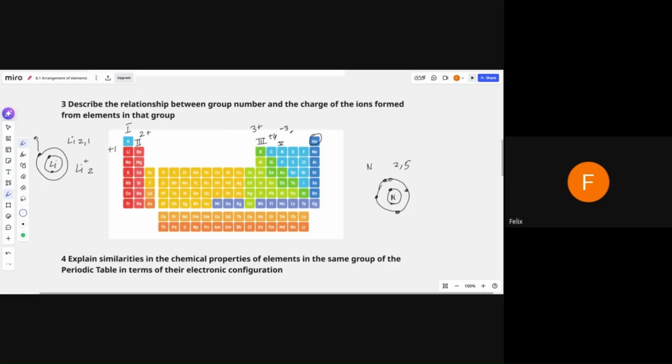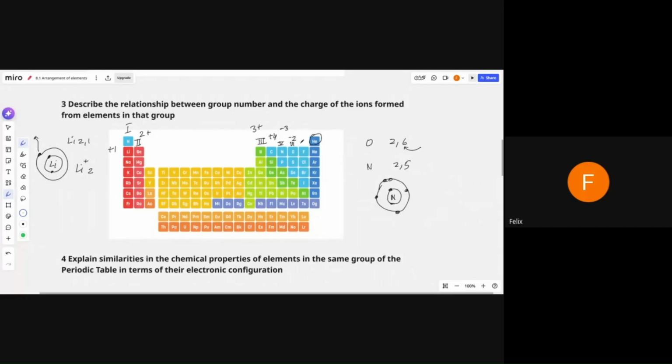Group 6 will gain 2 electrons, because for oxygen the electronic configuration is 2, 6. So it needs only 2 electrons to make it 8, to have a complete outer shell and gain stability. So group 6 ions, non-metals, will have a -2 charge.